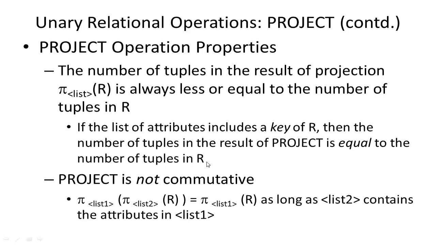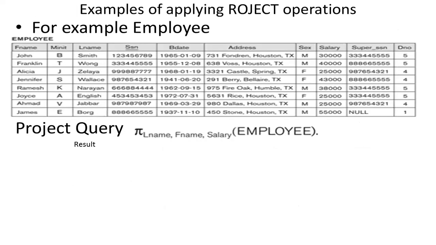So based on the condition, you will get either a result equivalent to your given relation or fewer than the number of attributes or columns in the given relation. Project is not commutative, as we said already, so you may get a different result. Next, we will discuss an example to understand the project.